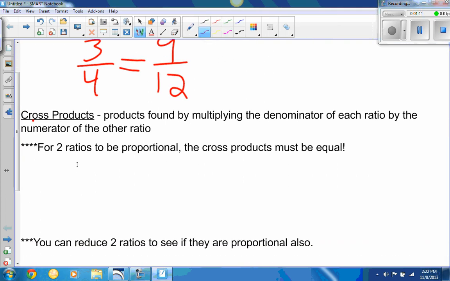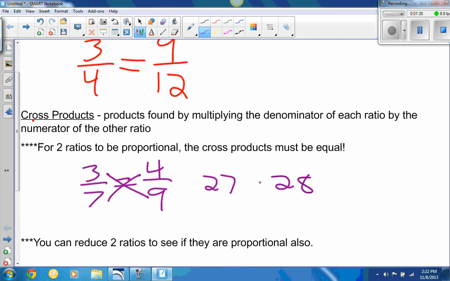So for two ratios to be considered proportional, the cross products have to be equal. Well, that would make sense, wouldn't it? 3/7 equals 4/9. I can't tell just by looking at it. Use cross products. 3 times 9 is 27. 4 times 7 is 28. Are those two things equal? No.